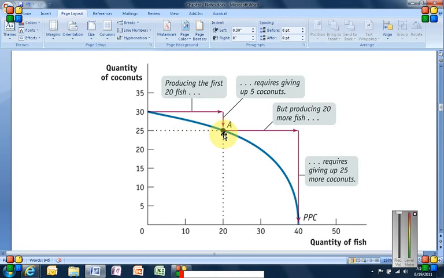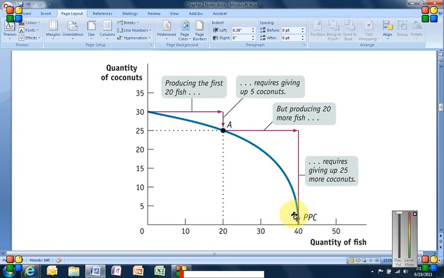production of fish that ends up at point A, producing the first 20 fish requires us only to give up 5 units of coconuts. But if we continue to push it further and further in this direction, and particularly when we get close to the extreme, we have an increase, a more dramatic amount of coconuts that we're giving up to produce each additional unit of fish. And that's essentially what this is showing.